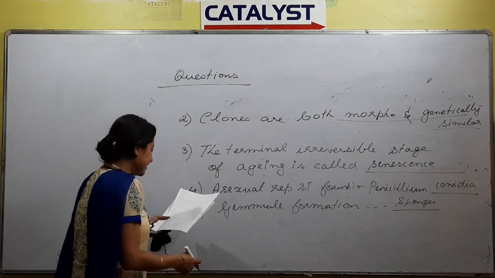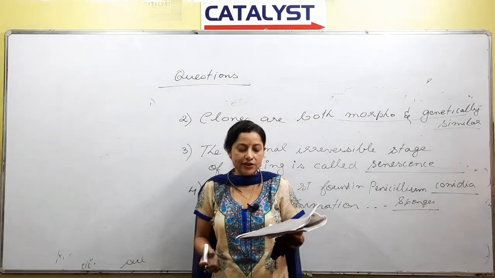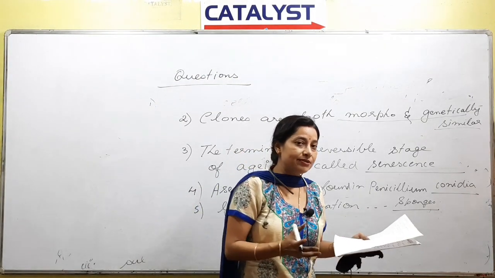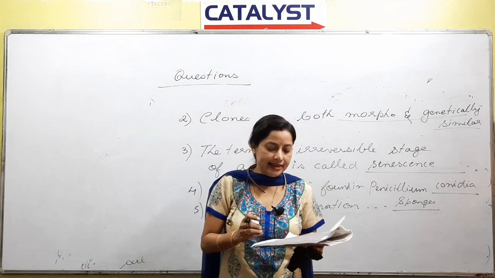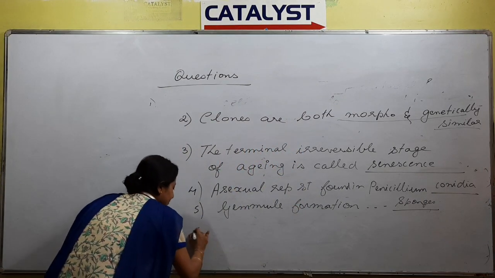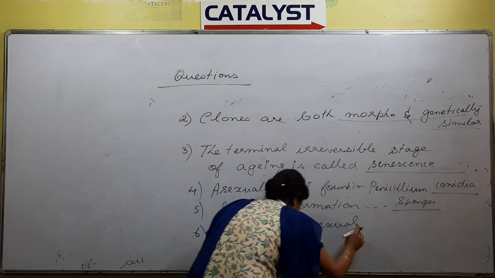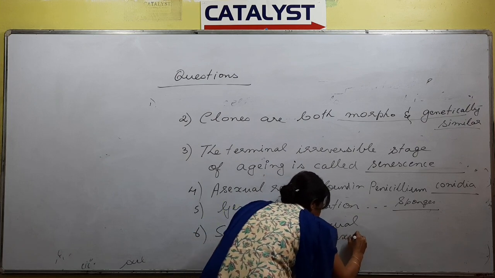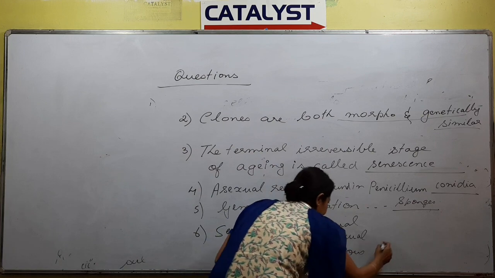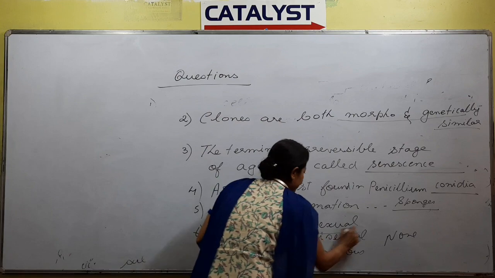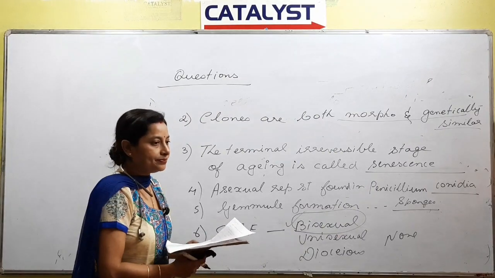Next, self-fertilization occurs in bisexual flower, unisexual flower, dioecious condition or none. Exactly. So the answer would be bisexual, since self-fertilization is seen there. What is bisexual?